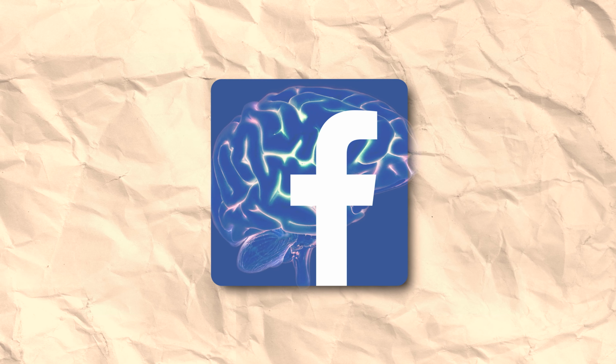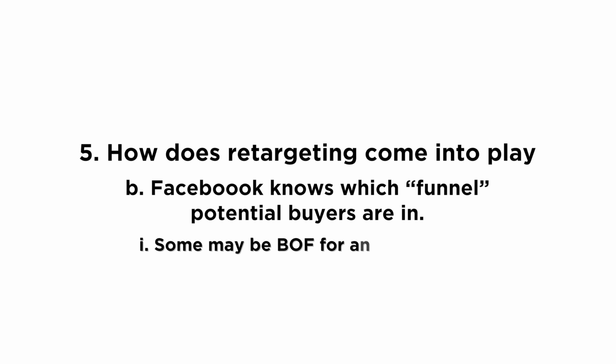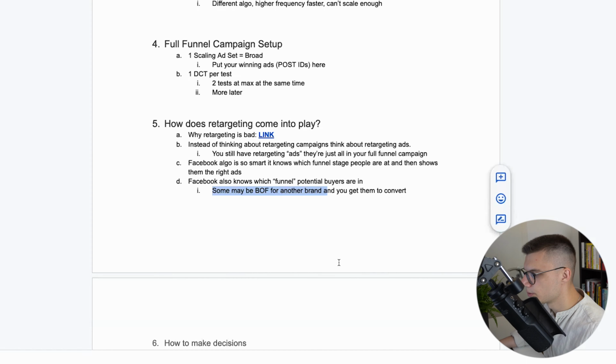And this is why Facebook is so smart. Again, if you want to learn more about that, watch the video. I have it also linked in the description. Facebook knows which funnel potential buyers are in. Some may be bottom of funnel for another brand, and you get them to convert, right? That could very well be the case.